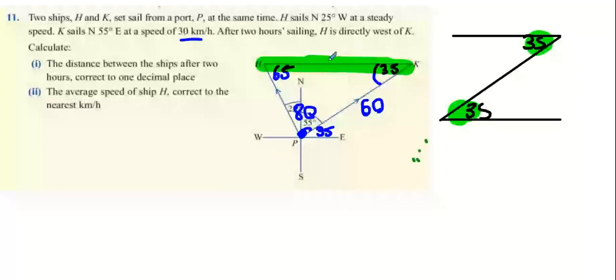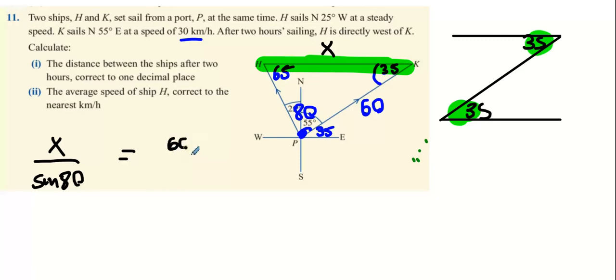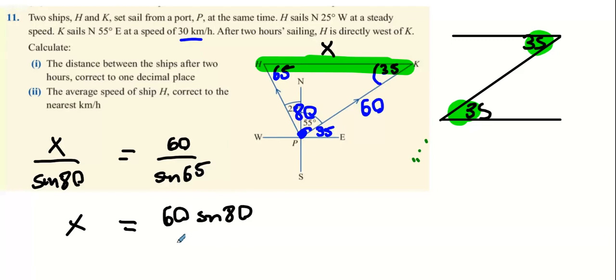So we're looking for this line here. We call it X. So what's X opposite? Sine 80. And then 60 over sin 65, because you have to go with the length. Now, what happens to the sine 80? Goes up here, and then what's below? Sine 65. Throw all that into the calculator.